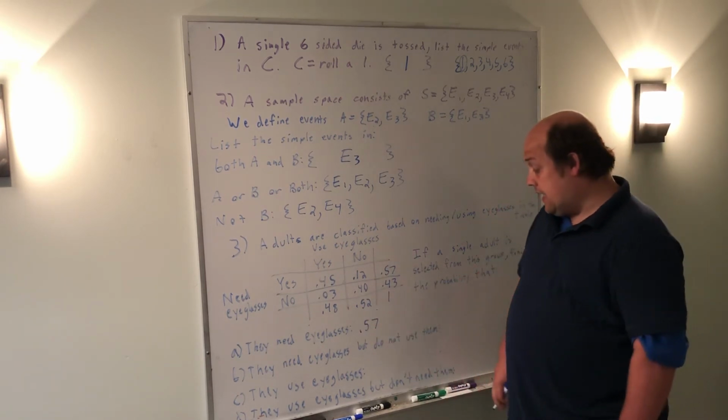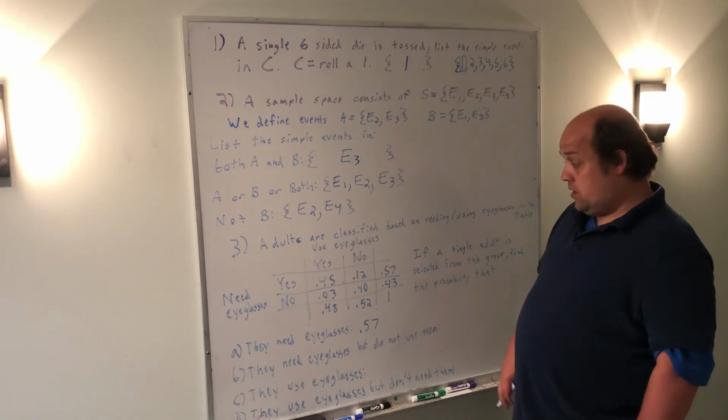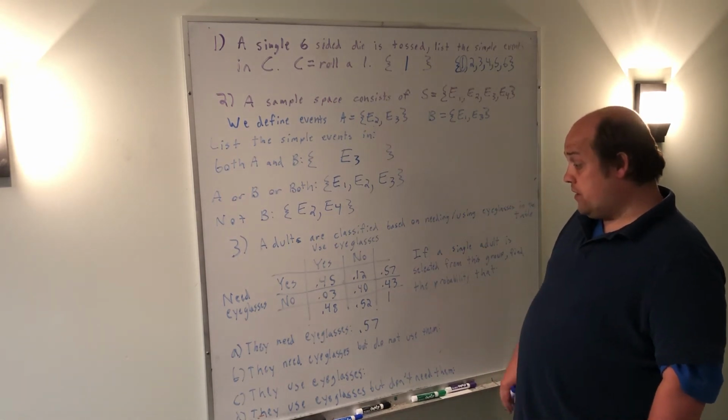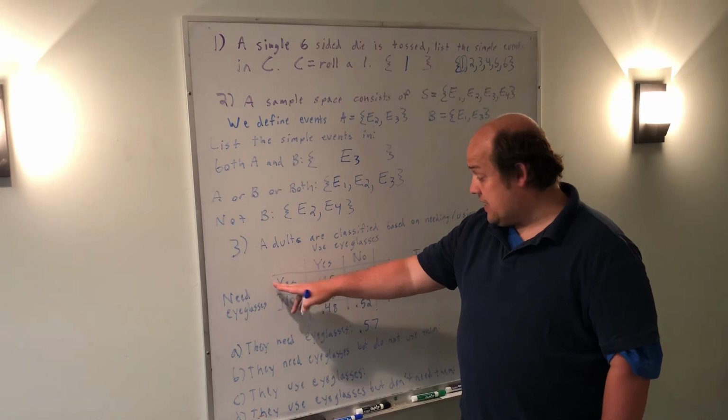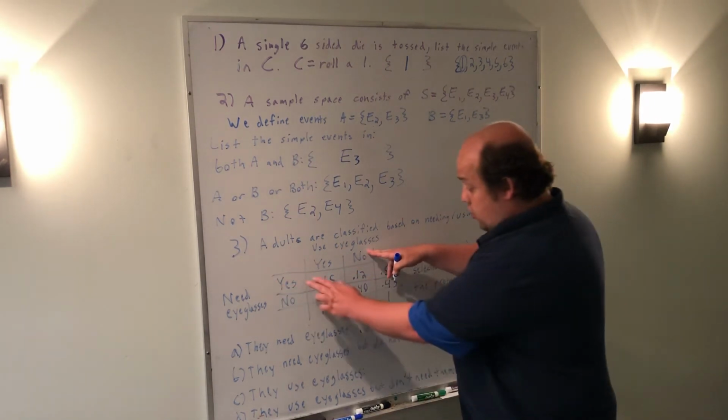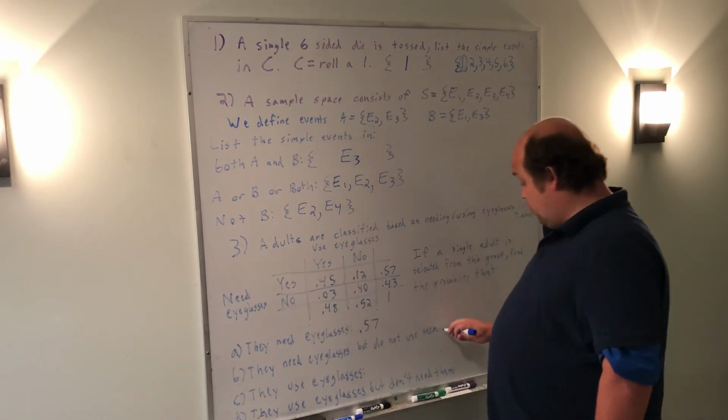For B, they need eyeglasses, but they do not use them. So need eyeglasses, but do not use them. Here's my yes, need eyeglass. Here's my no, do not use them. Where these two meet is at that 0.12.